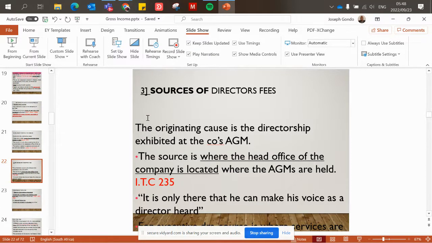Okay. Then sources of directors' fees. The originating cause is the directorship exercised at the company's AGM. So normally where we conduct the AGM, that's the originating cause of the directors' fees. So the source is where the head office of the company is located, where the AGM is held, according to ITC case 235. It is only there that he can make his voice heard as a director. So that's the source of his income.